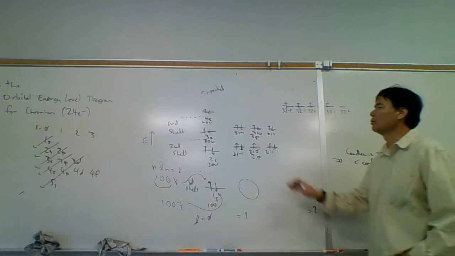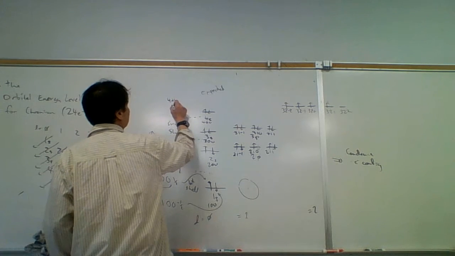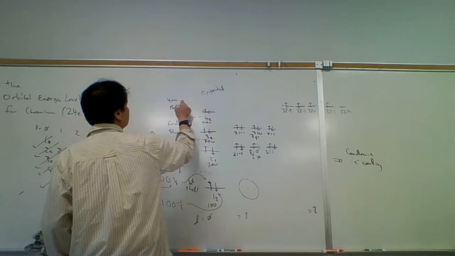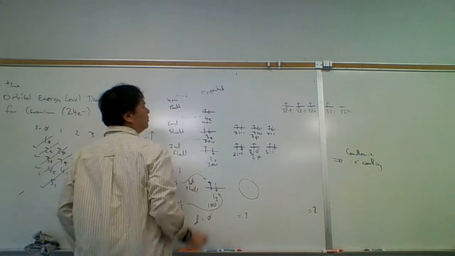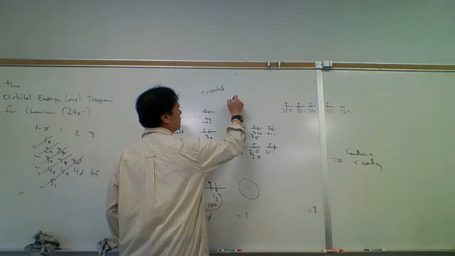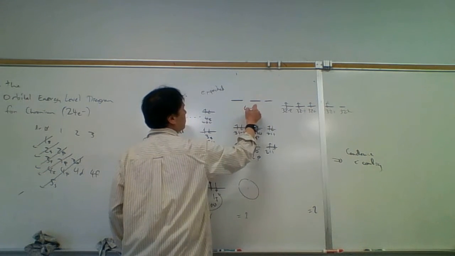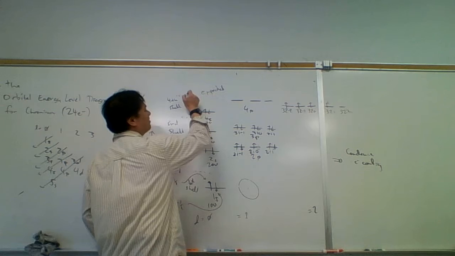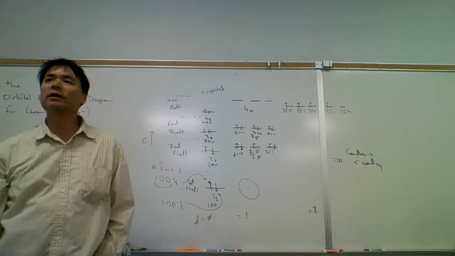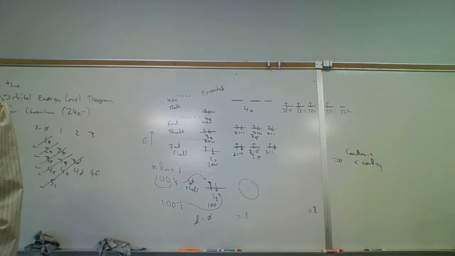What would the electron configuration be for this? Actually, let's complete the 4th shell. There's one more subshell in the 4th shell. What am I missing here? The 4p. The 4p are going to be higher in energy here, and that completes the 4th shell. The 4p are empty orbitals. There are no electrons in there.